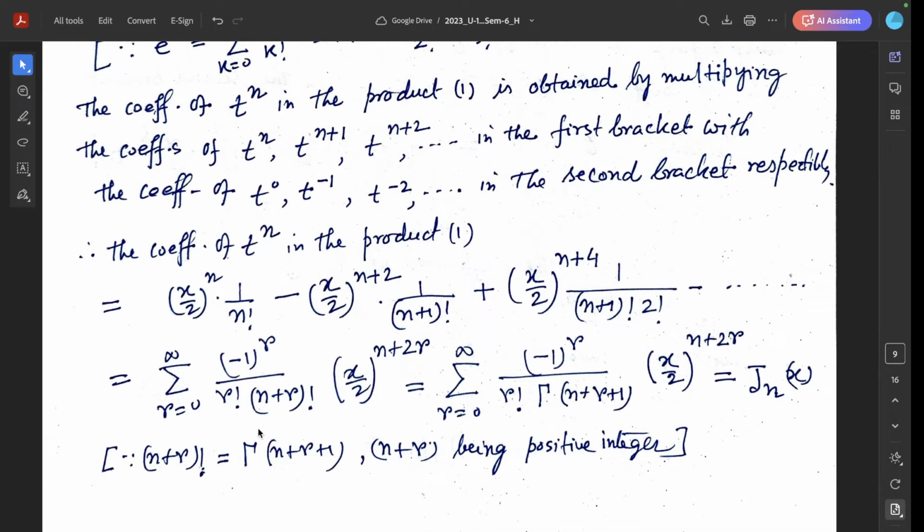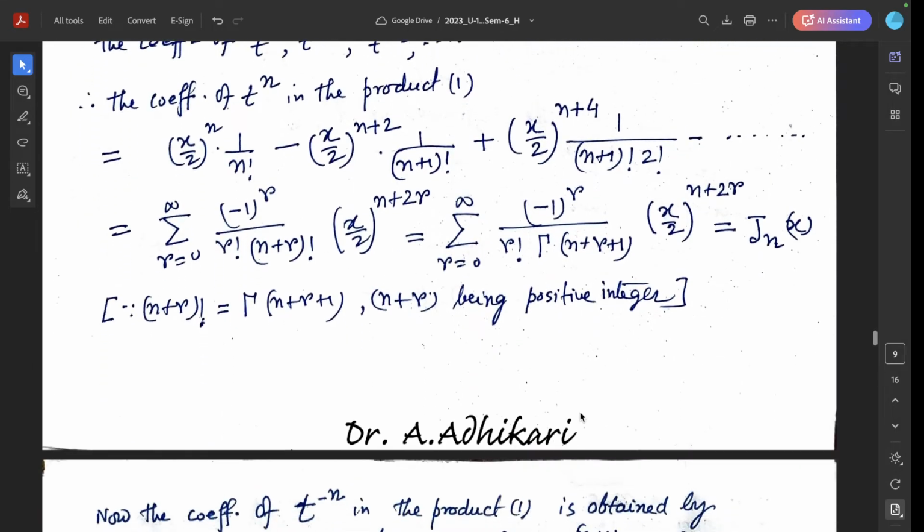Here we use (n+r)! equal to gamma(n+r+1), because n+r being a positive integer, we can write (n+r)! equal to this.